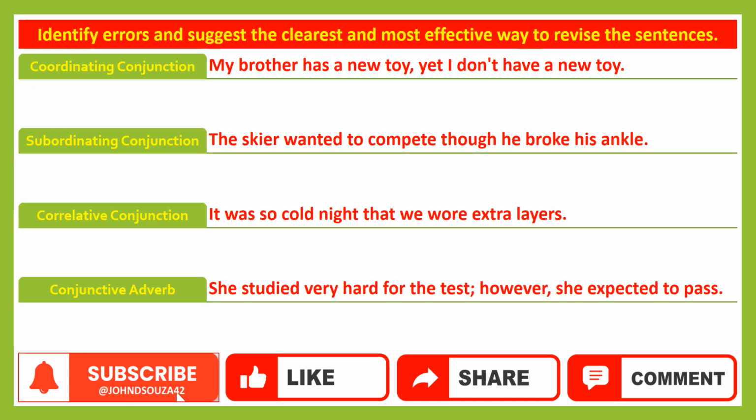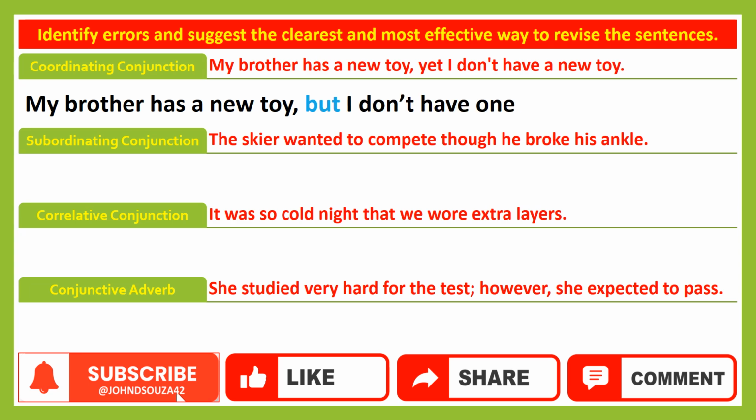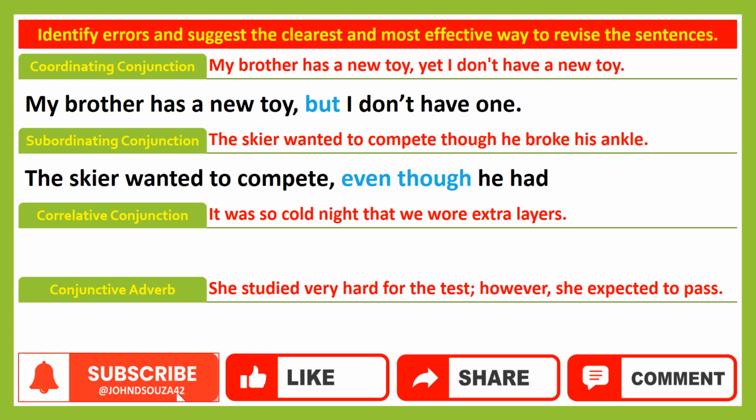Let's identify the errors and suggest the clearest, most effective ways to revise the sentences. Use the coordinating conjunction but to show contrast instead of yet, which is typically used to imply an unexpected outcome. The past perfect form had broken is appropriate for indicating an action that occurred before another action in the past. The subordinating conjunction, even though, effectively introduces contrast and enhances clarity in sentence structure.